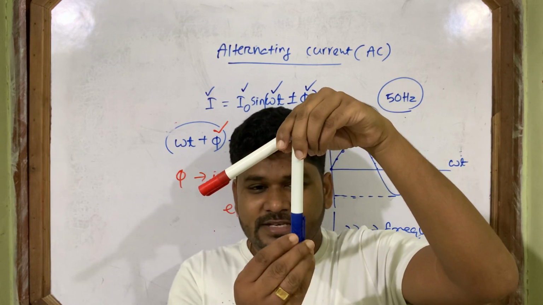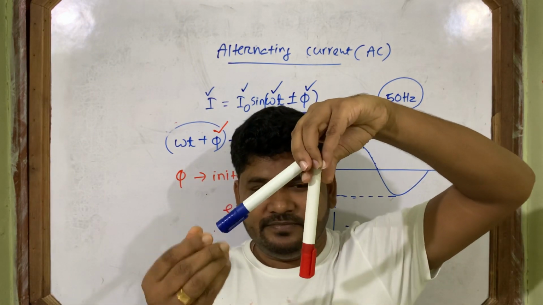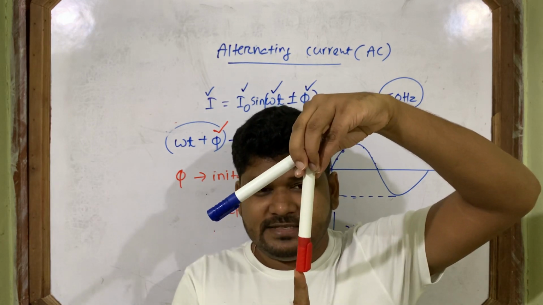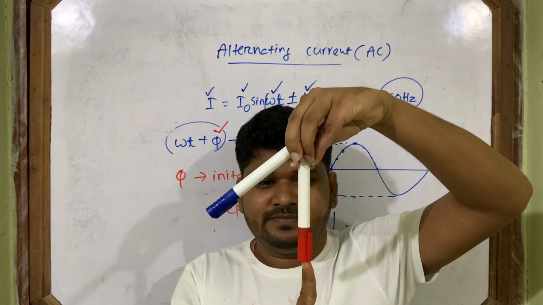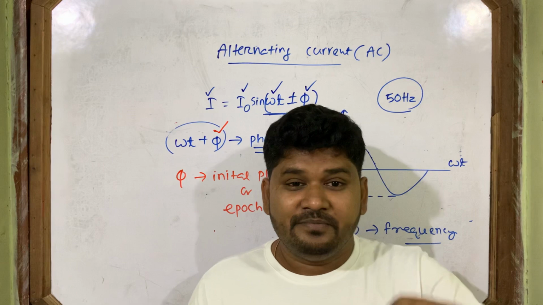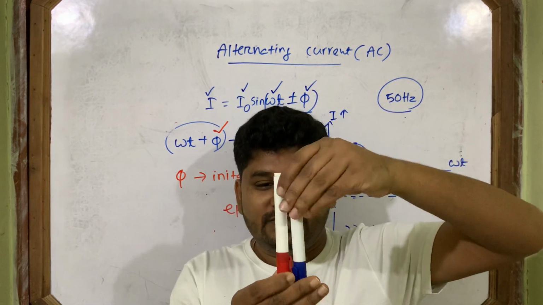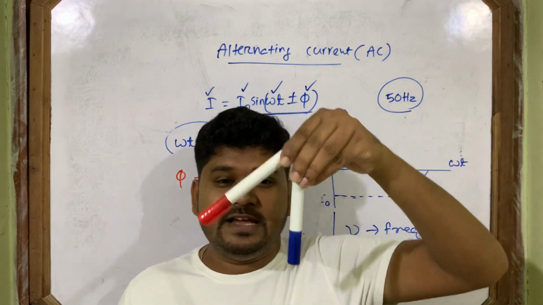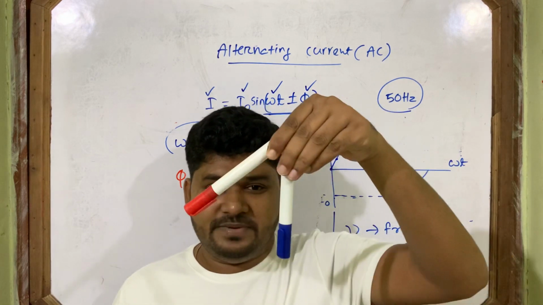Then when this body goes there, this one comes here. Now this is at pi by 2 phase, and this one is at pi phase. So what is the phase difference always between them? Pi by 2. You see, this is at 0, this is at pi by 2. The phase difference between them is pi by 2.